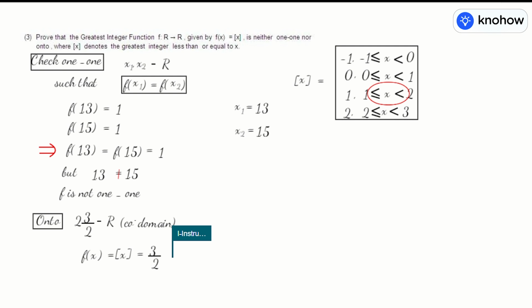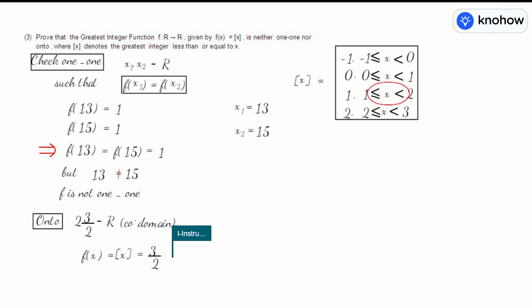So do you find any number such that the value of the greatest integer function is 3 by 2? No. Because whatever real number you take, what are the images? The images are 0, 1, 2, 3, negative 1, negative 2, negative 3, only the integral points. Look at the definition, please. Here you find 0, 1, 2, 3, negative 1, and so on. So it is never 3 by 2.